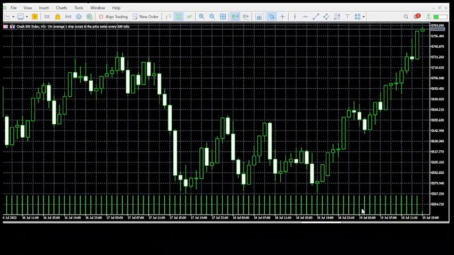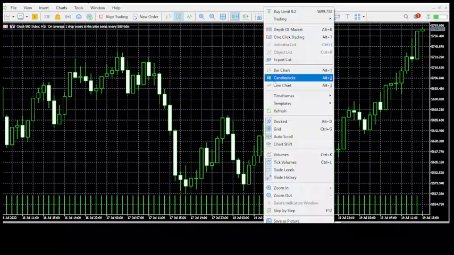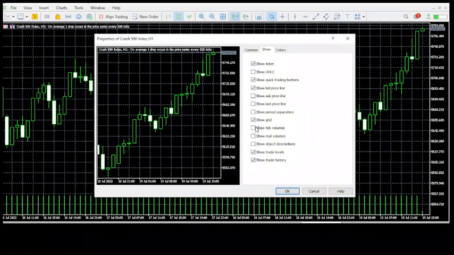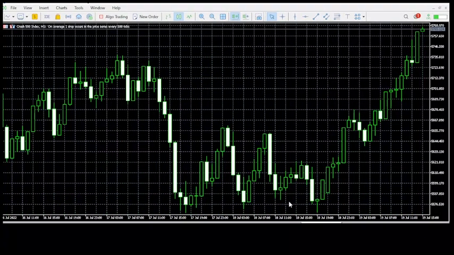Now here you have this is a volume. Okay, by default it is always there. So for you to remove this volume, because I don't need it, right click and go to properties. Okay, then from here you just read down, you are going to see where we have our volume, which is here, show tick volumes. Then we deselect that. Okay, we don't want to see that, it's selected already, so we just remove it. Okay, the volume will disappear. Okay, we don't have the volume lines again.